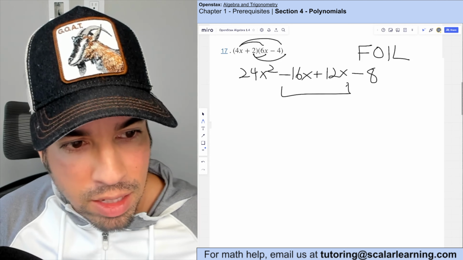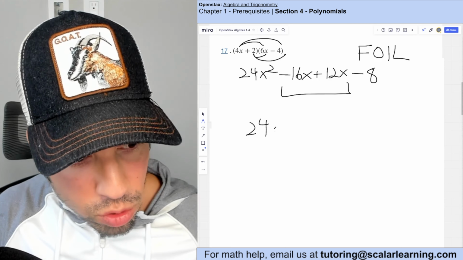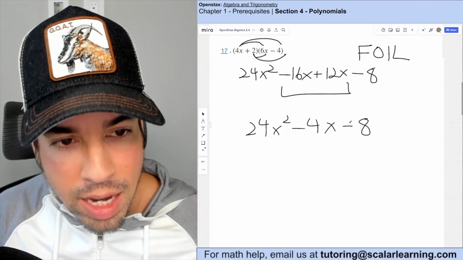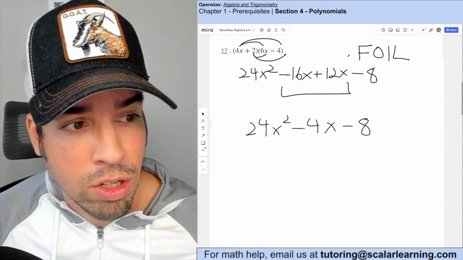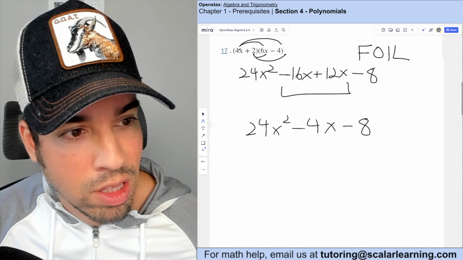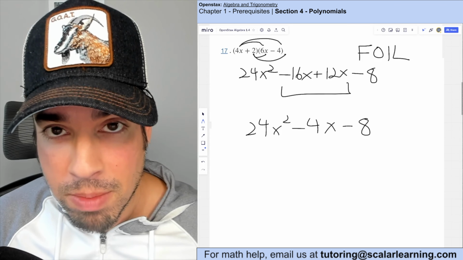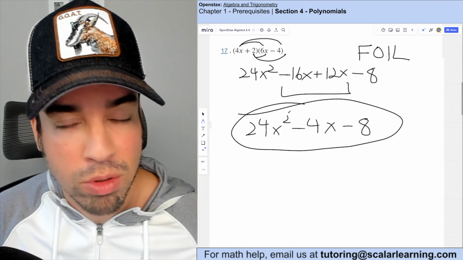Then we can combine like terms in the middle. So we're left with 24x squared minus 4x minus 8. And by the way, you don't have to necessarily go in this order. Even if you did the first, then you did the last, then you did the other ones like that, you'd still get the same answer. This is the winner. Boom, done.